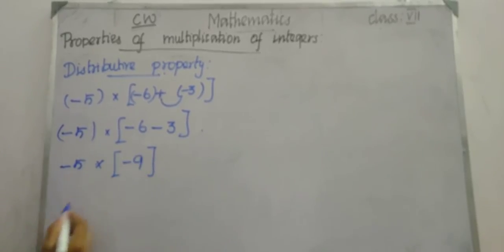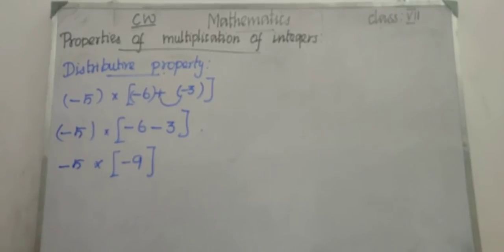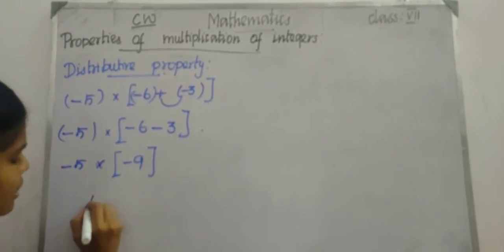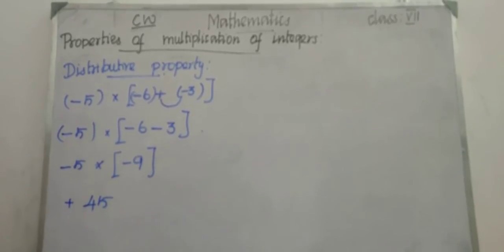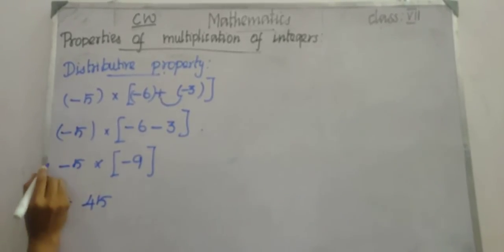So now we can multiply, right? 9 5s are 45. 9 5s are 45. So minus into minus is plus. So the answer is plus 45. Plus 45 is the answer.